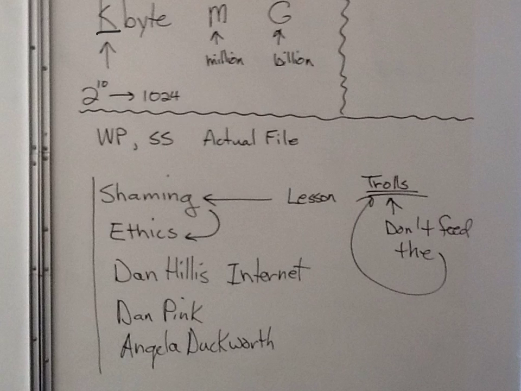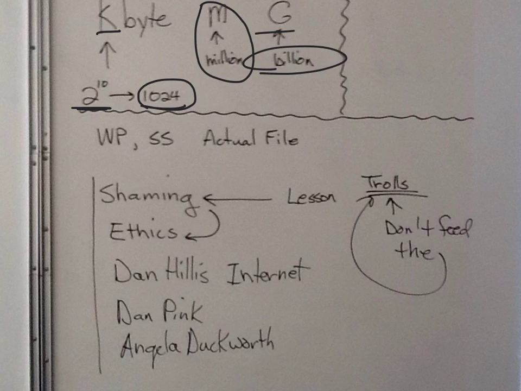Okay, how big is a K? K is about 1,000. Here's why we say about 1,000. It's really 2 to the 10, so it's 1024. So we use M to represent a million, but it's really a little more than a million. And a billion is G, but it's really more than a billion.